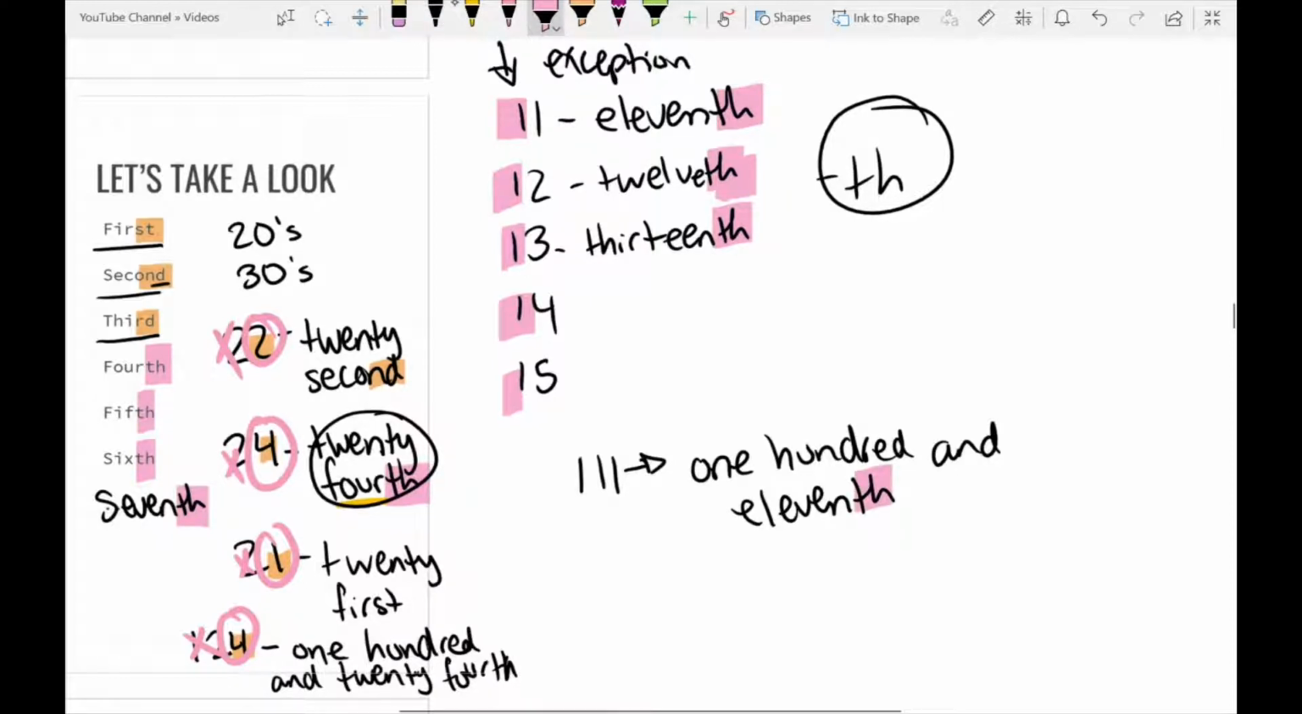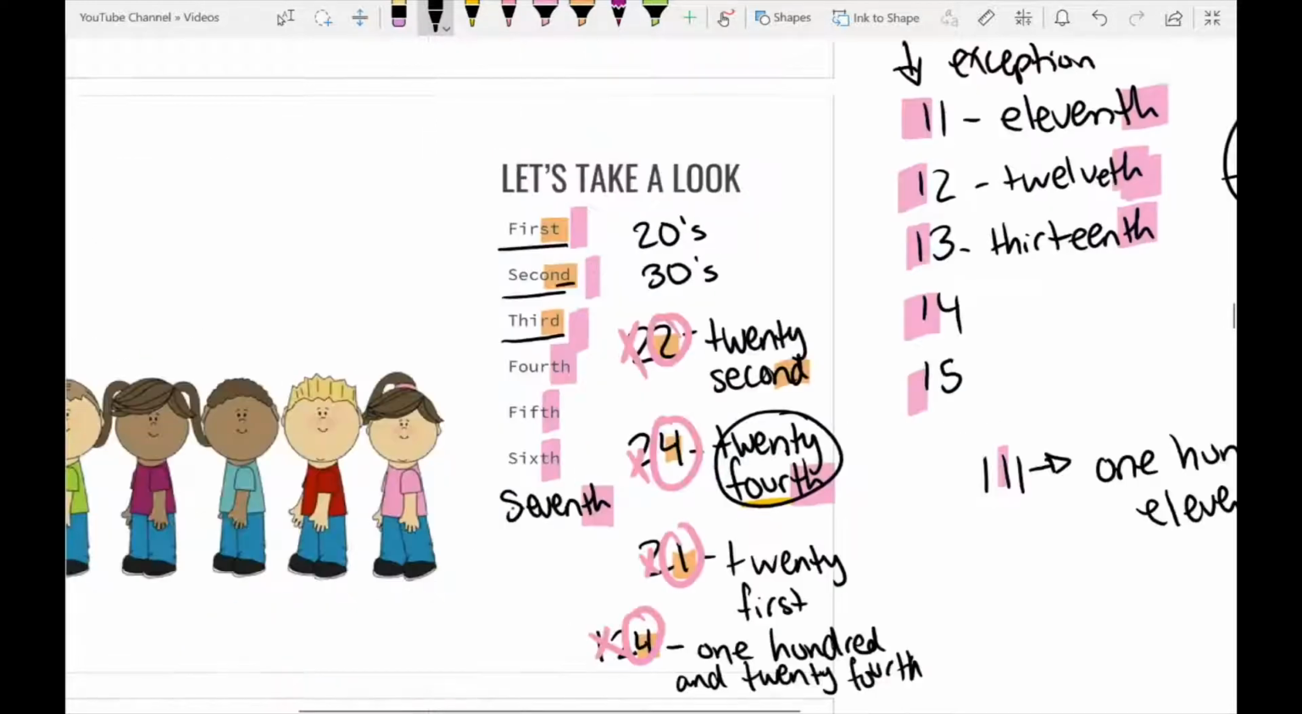Okay, so if there's a 1 right there, that's the only time that you're going to be paying attention and changing it. Otherwise, you have to just memorize the first, second, third, and then the TH for everything else. So let's try a couple of these.